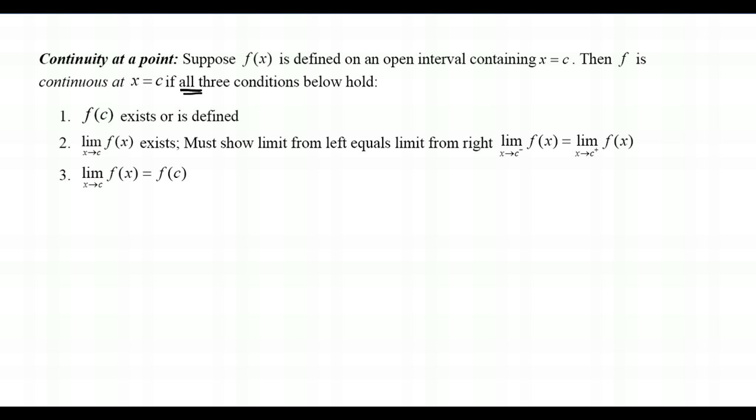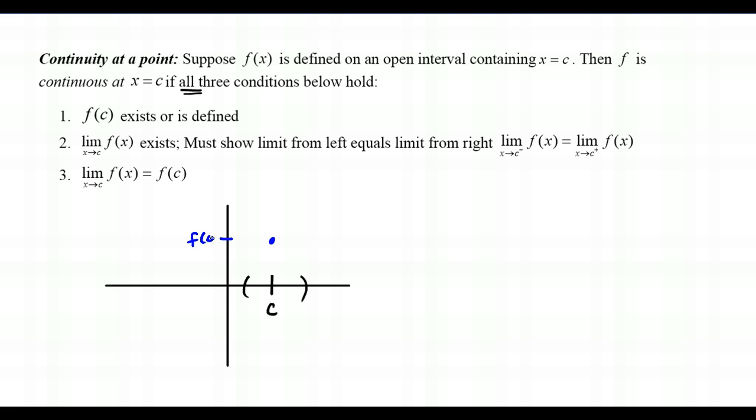So let's draw a picture to talk about why we need all three conditions to hold. We'll start out by looking at the hypothesis. f of x is defined on an open interval containing x equals c. So let's go ahead and create our point c and our open interval around c. The first part says f of c has to exist. Let's get another color. That means when I substitute c in, I have to get out some value. So that's my filled in circle.